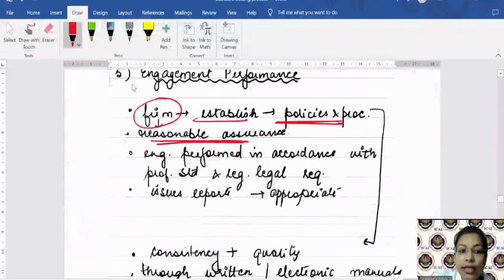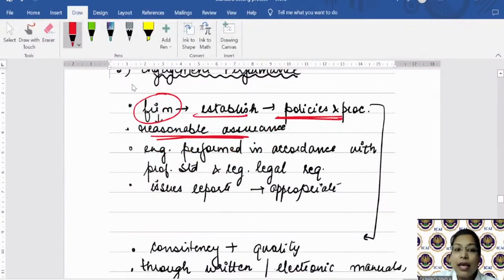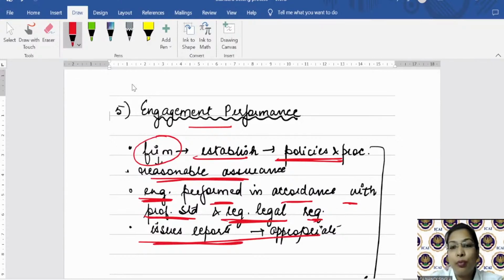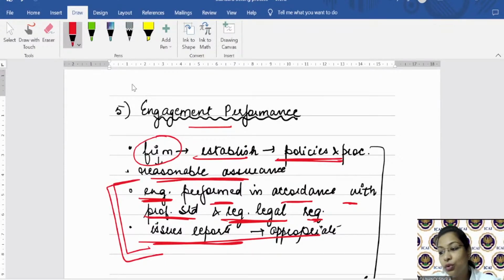ठीक है. Here what we are seeing, as the name suggests, engagement performance, है ना. In order to obtain reasonable assurance that the engagement audit performed is in accordance with the professional standards, legal and regulatory requirements, and the firm issues appropriate report. अब ये बताओ, I'm telling you since the last session that these lines are repeated again and again, है ना. So for all those who are saying, मैम कैसे learn करना है, तो ऐसे ही learn करना है ना, थोड़ा सा smart से.